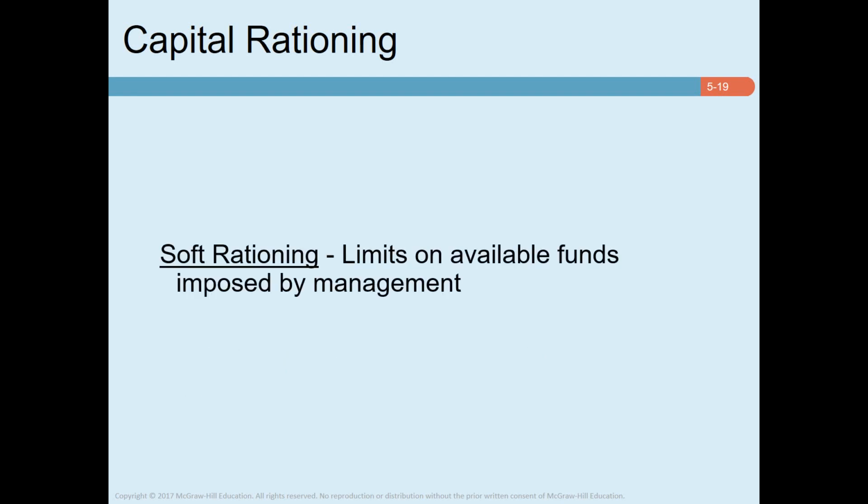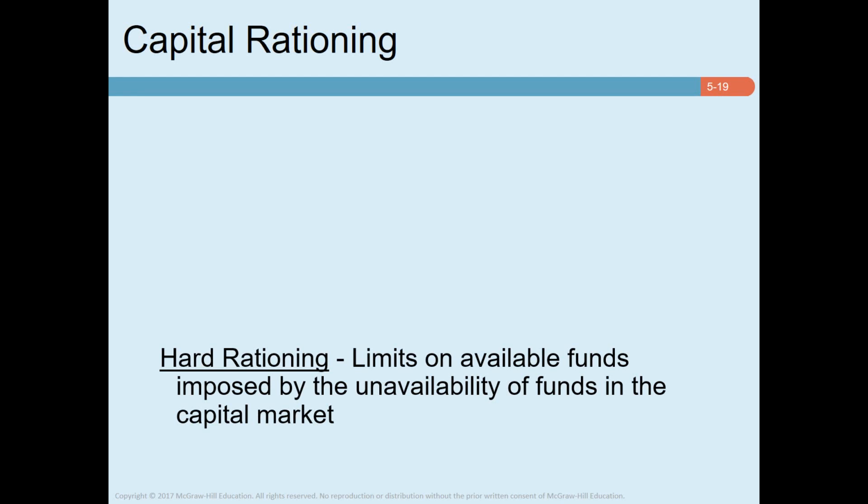In the soft rationing situation, the limit on the funds is provided by the management of the company. For example, in a particular year, the management decides that this year they have a certain amount of money, let's say $1 billion, to invest in capital investment projects. So all the projects they can take must be financed by this limited amount of fund. They cannot take any project beyond this fund available. On the other hand, hard rationing is when the limit on the fund available for capital investment projects is imposed by outsiders, for example, creditors, bondholders, or other capital market authority. Then it will be a hard rationing situation.